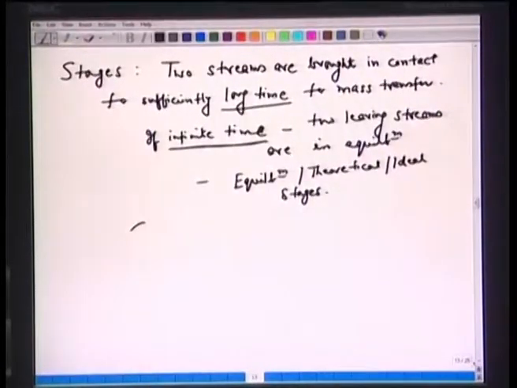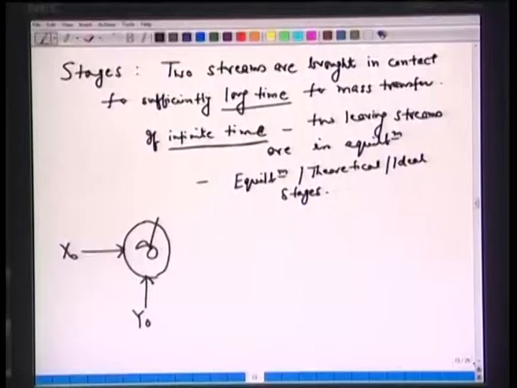So, we are talking of a device like this. One stream is brought in contact with another stream. This has a mole fraction, say x, this has a mole fraction y, or x0, y0. Here they are uniformly mixed, and when they leave, we have the mole fraction x1 and the mole fraction of the second stream as y1. So, if they have good mixing here and have spent a very long time, it is possible that x1 and y1, the two leaving streams, will be in equilibrium.